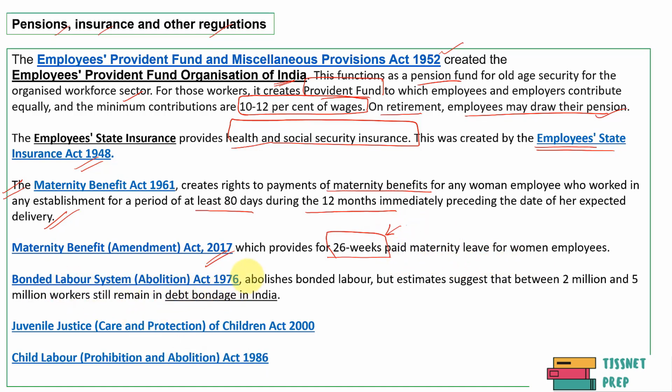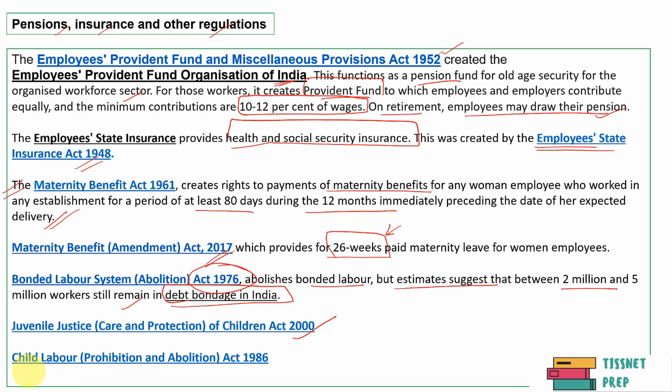Bonded labor system, yes, that is the Abolition Act of Bonded Labor. It abolishes bonded labor, but estimates say 2 million to 5 million workers still remain in debt bondage in India. So though we have an act, we have not removed this evil of society or the workforce. Juvenile Justice, Care and Protection of Children Act, it came in 2000.